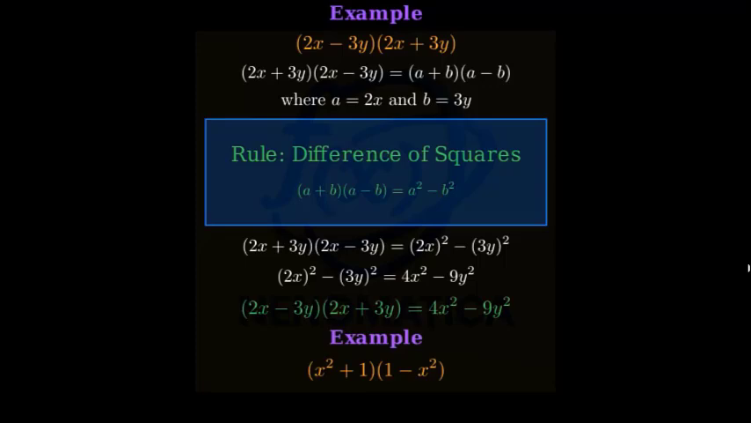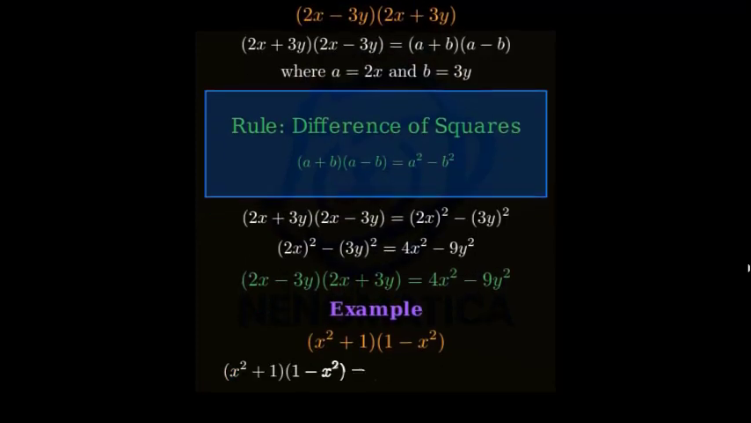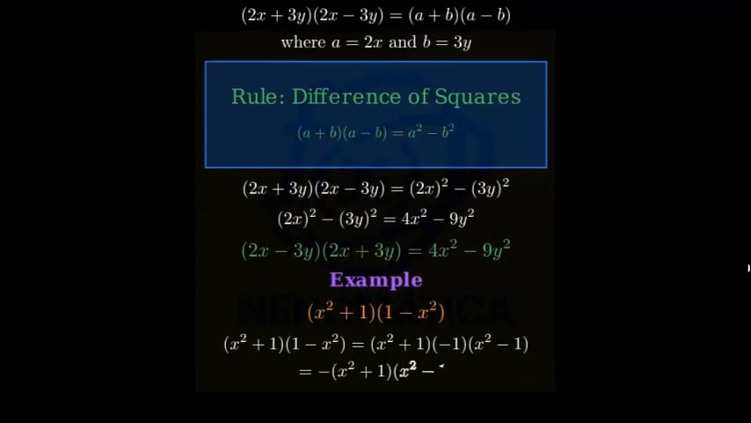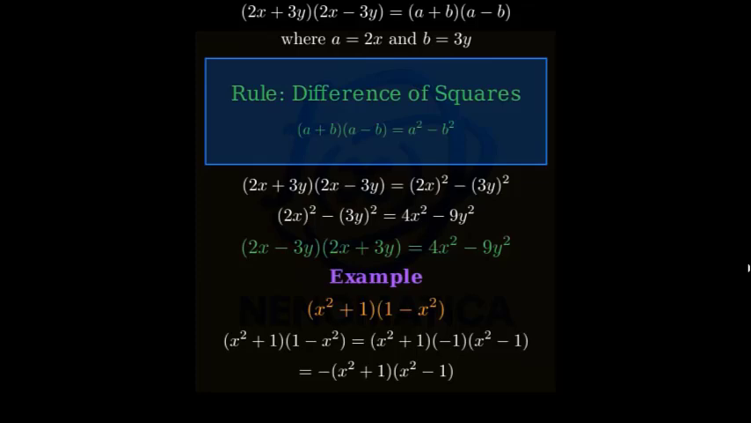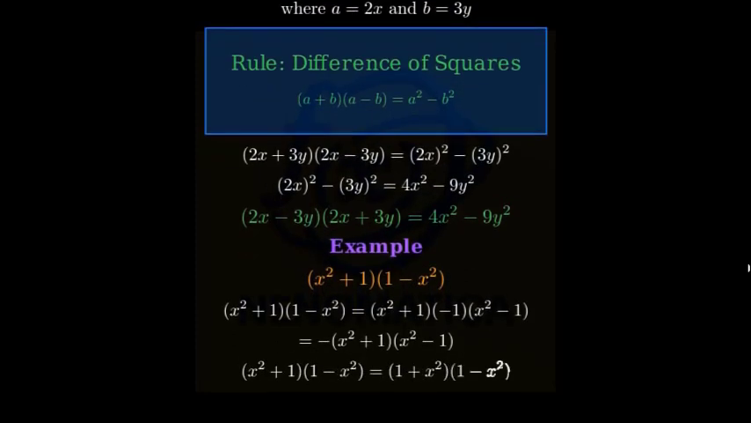We want to find the result of the expression x squared plus 1 multiplied by 1 minus x squared. First, let's rewrite this expression to match our difference of squares pattern. Notice that 1 minus x squared is the negative of x squared minus 1. So we have x squared plus 1 multiplied by the negative of x squared minus 1. Now we can see this is almost in the form of a plus b and a minus b, except the order is reversed. Let's rewrite it differently.